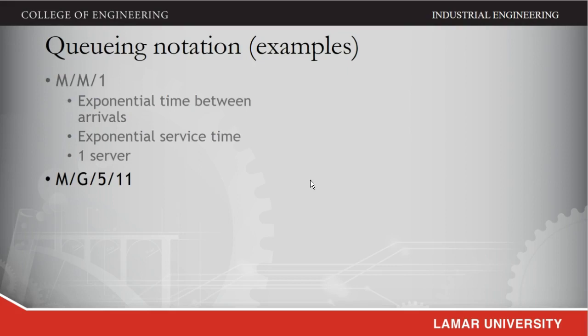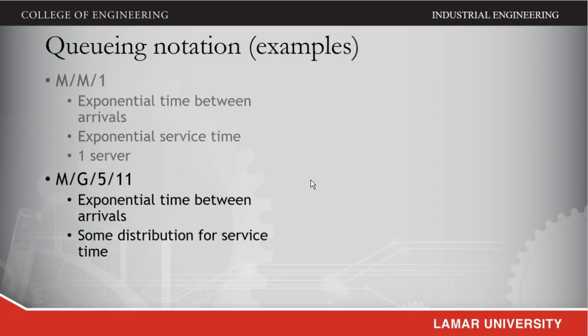Another example would be M/G/5/11. This means that the inter-arrival time is exponential. That means that the service time is a general distribution, not specified, but is probabilistic. We have 5 servers, and because the capacity is 11, up to 6 clients can wait in line.